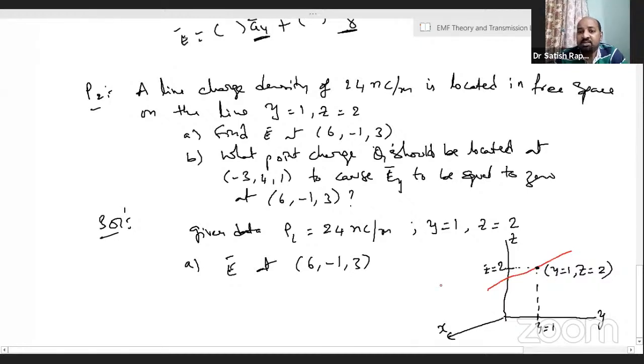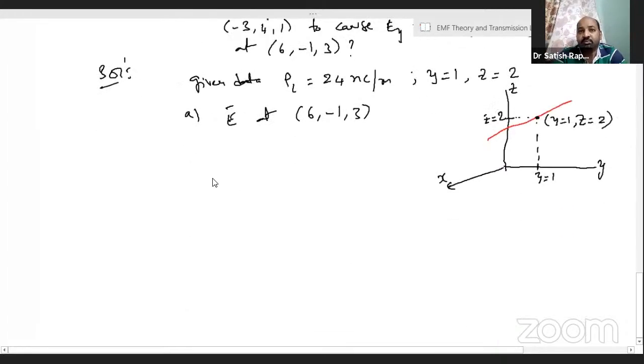As I discussed in my last class, the line is passing through a point with y is equal to 1, that means y is constant and z is constant. It is parallel to the x-axis. So when the line is parallel to the x-axis, the electric field is not a function of x. That is a very important point to be remembered here.